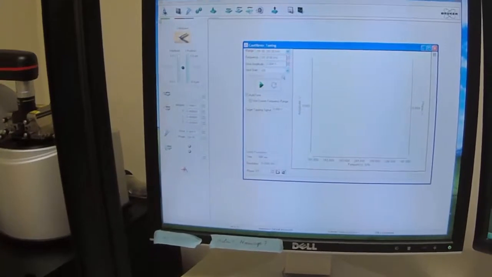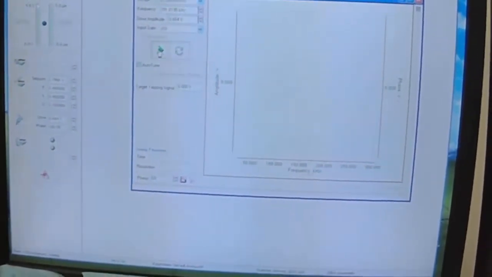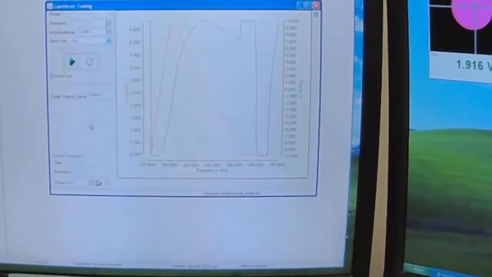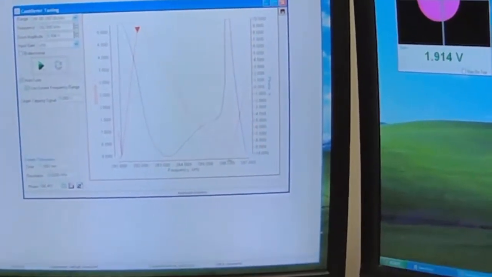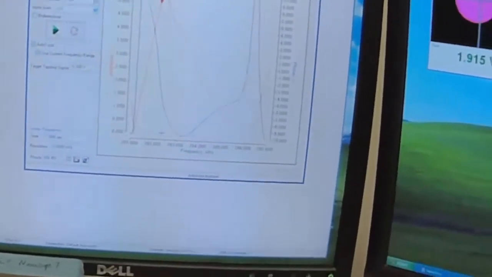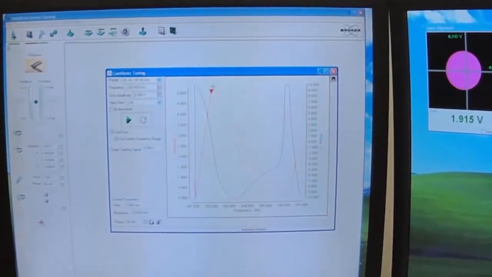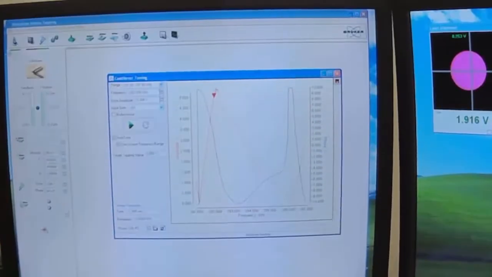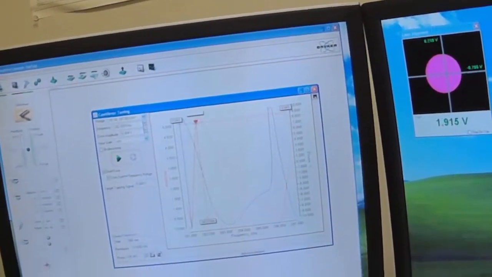We're going to go ahead and do an auto tune. Let's do a full range and see what we get. Okay, so the instrument is finding the maximum, the resonant frequency maximum, and zooming in on that, also auto adjusting the gains. Okay, so this is the frequency here. This red curve is the actual signal, so this is the maximum resonance. This blue curve is the derivative.